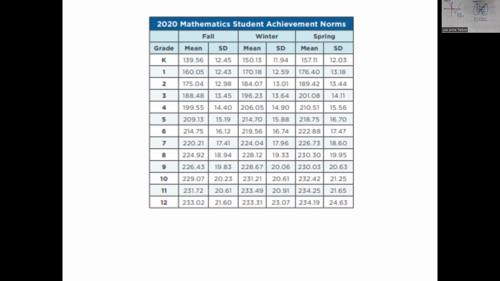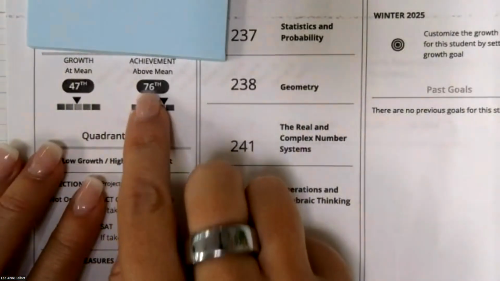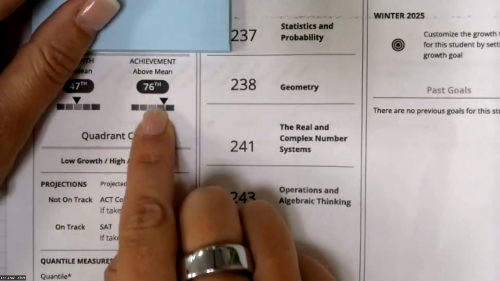I want to show you guys something on the report that's really important. This is really, really good. Like super good. The part that you want to look at on your report is this part right here. So this is the part.